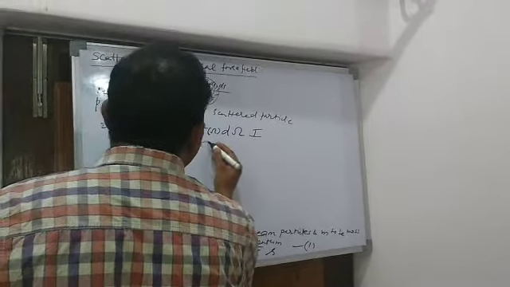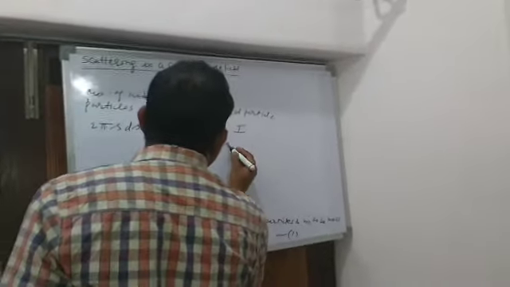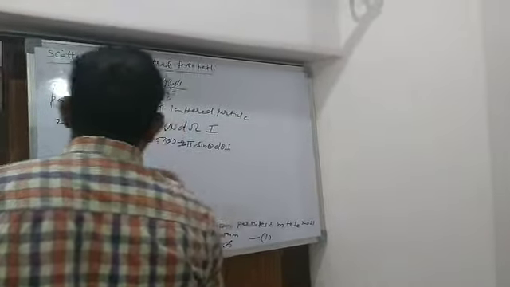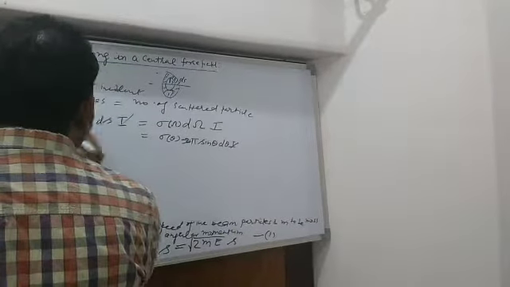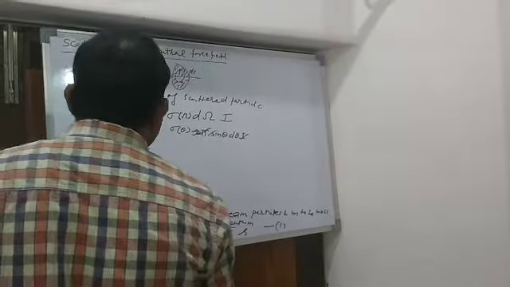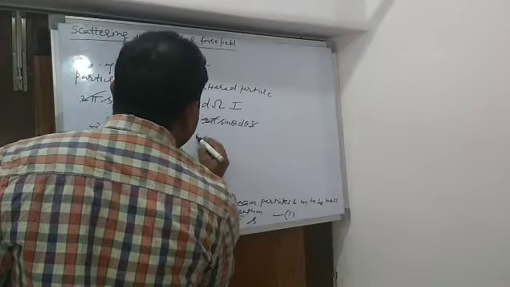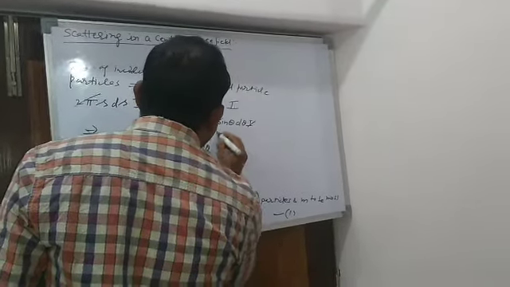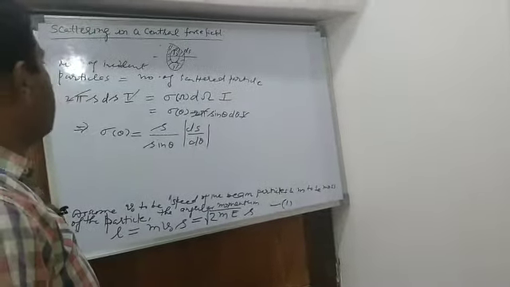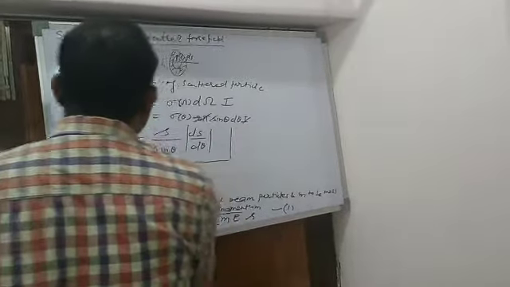Now sigma omega d omega could also be written as sigma theta, and d omega is 2 pi sine theta d theta, where theta is the scattering angle. Now the I's would cancel, and the 2 pi's would cancel as well. Therefore, the scattering cross section sigma theta is given by s upon sine theta times ds upon d theta. Because this is a cross section, it should be positive, and therefore we would just write sigma theta is equal to s upon sine theta times the magnitude of ds upon d theta.